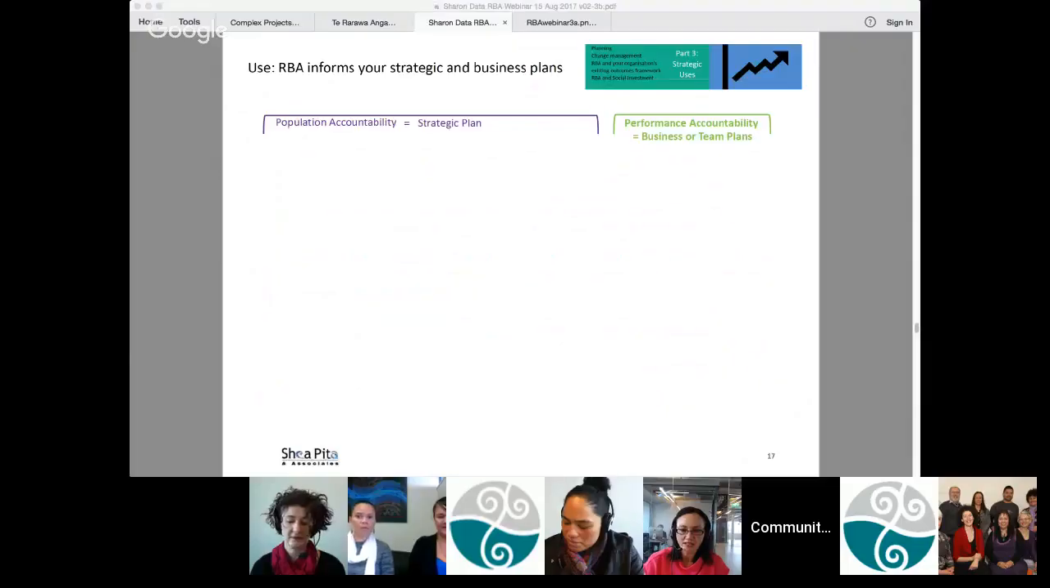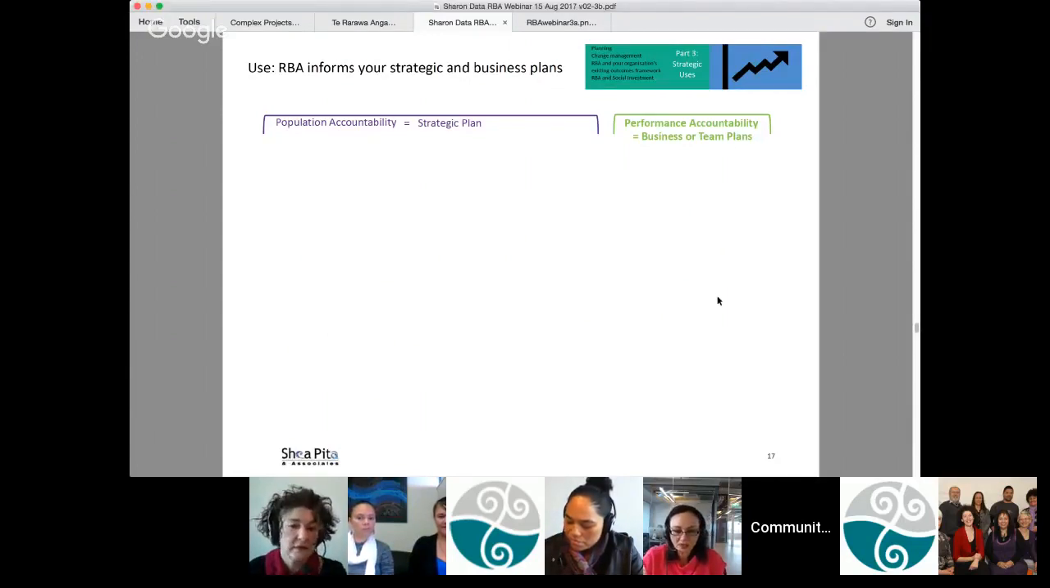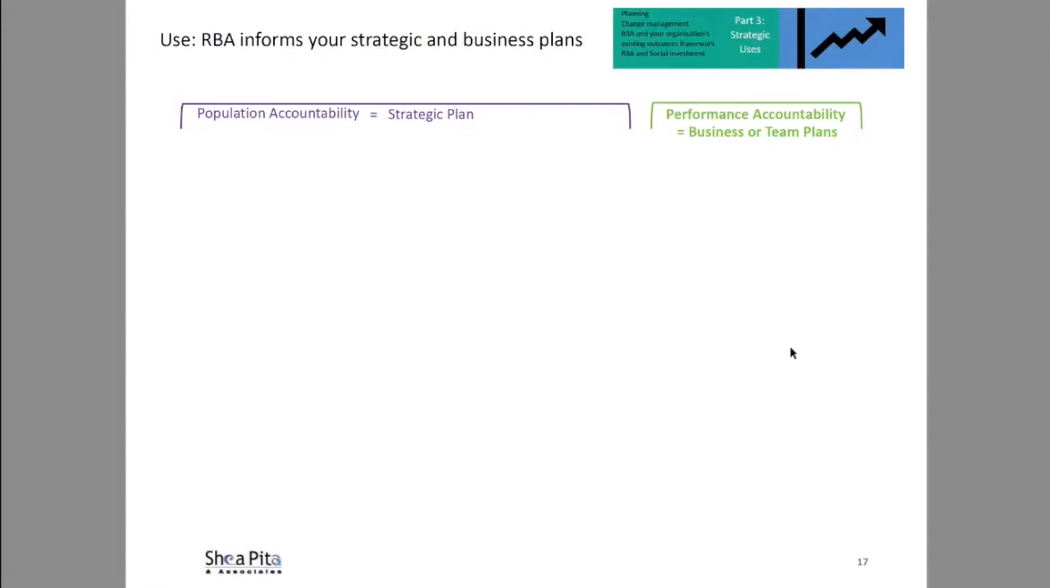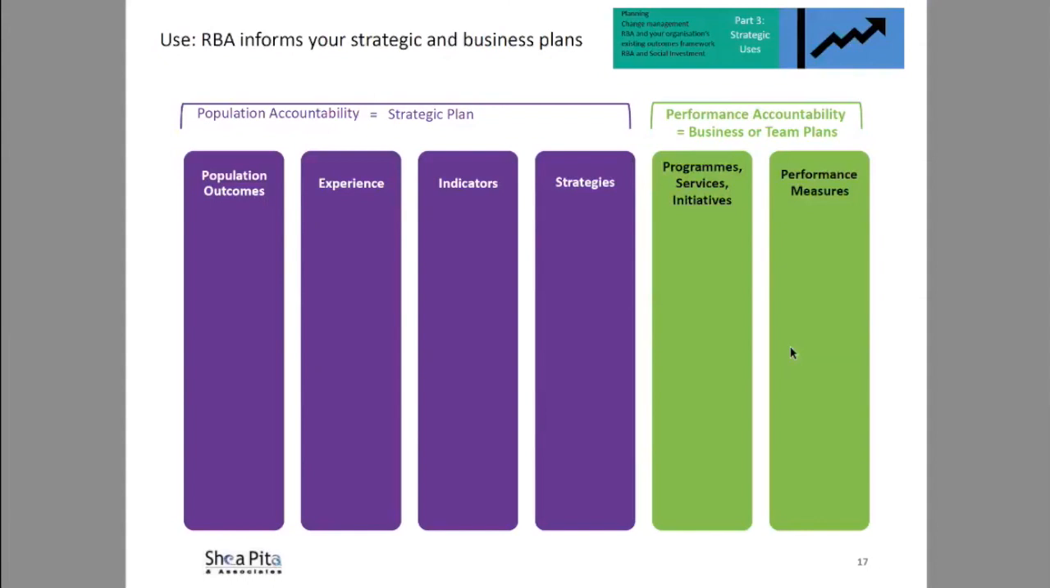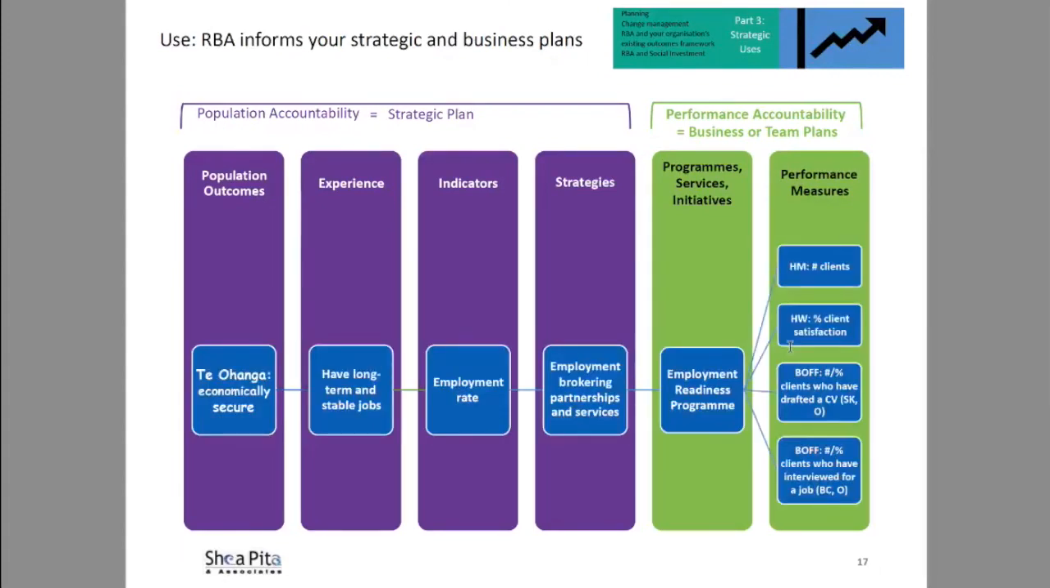Reasonably quickly, but having said that, the slides are available, and also just feel free to give us a call or contact me through community research. Okay, so let's have a look at the strategic use of RBA, and I'm going to talk about the relationship between RBA and planning. So a lot of people come to me and they say, hey, how do we use RBA to inform planning? So in this diagram here, you can see if we're thinking strategically about population or community well-being, that's a beautiful fit for population accountability.